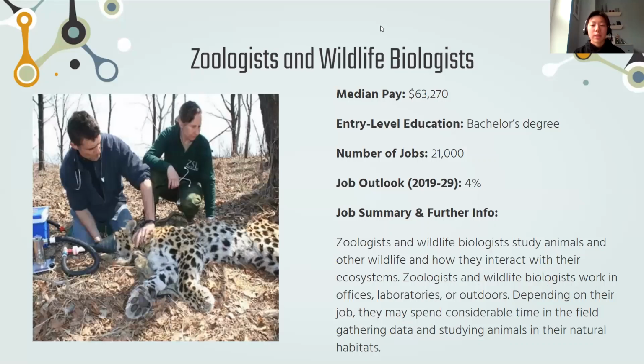Zoologists and wildlife biologists study animals and other wildlife and how they interact with their ecosystems. They work in offices, laboratories, or outdoors. Depending on their job, they might spend time in the field gathering data and studying animals in their natural habitats. They perform a variety of scientific tests and experiments. For example, they might take blood samples from animals to assess their nutrition levels, check animals for disease and parasites, and also tag animals in order to track them.